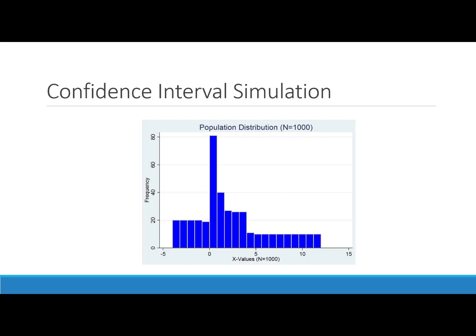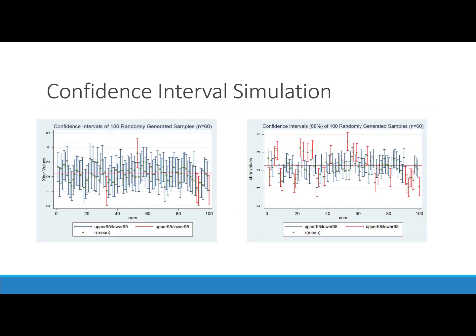So let's look at a simulation. Here we have a population, n equals 1,000, a non-normally distributed population. And we're going to pull random samples from this population and calculate 95% confidence intervals and 68% confidence intervals. So I did that through a script. This is actually written in Stata. On the left we have the 95% confidence intervals. Those are the bands.